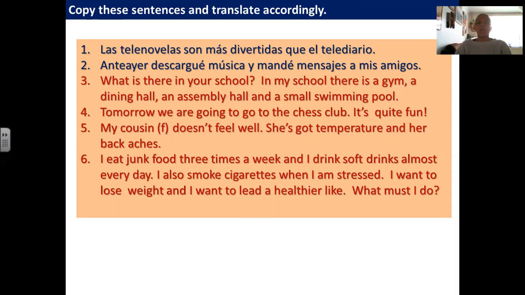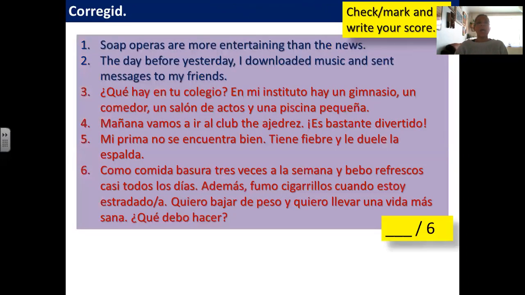Now, if you haven't been able to get to this point of the lesson, do not worry. Like I said, this is a recorded lesson and you may come back to this to complete the lesson as revision, okay? But remember you're doing 40 minutes of your lesson. And these are the corrections for the sentences. Okay, what I want you to do is to check and mark and write down your score. If you have many mistakes, my advice is that you rewrite your sentences again.